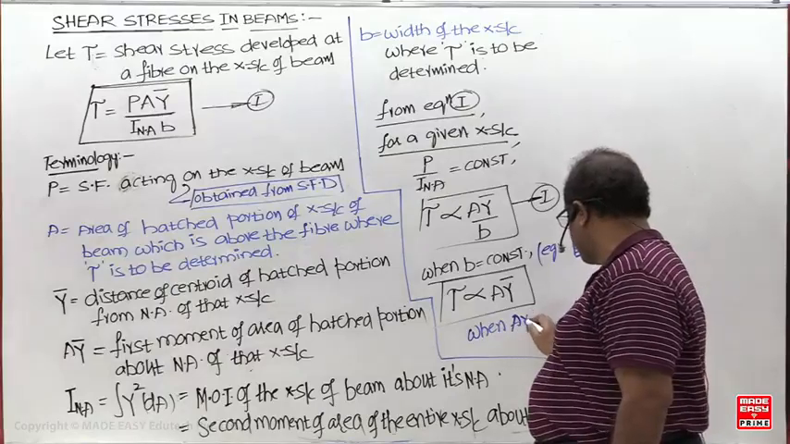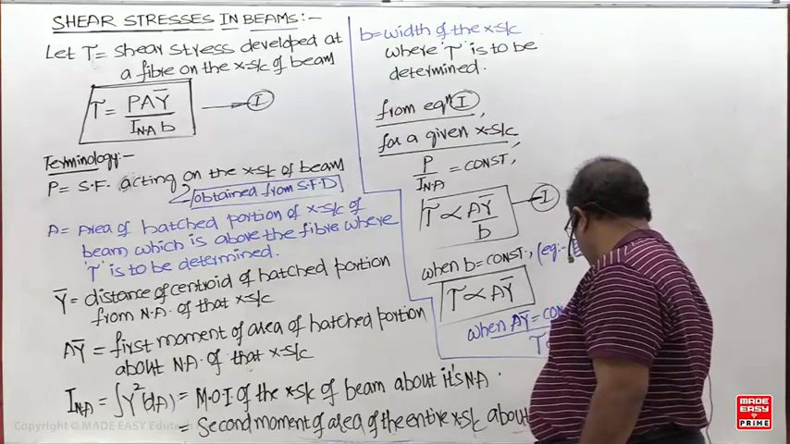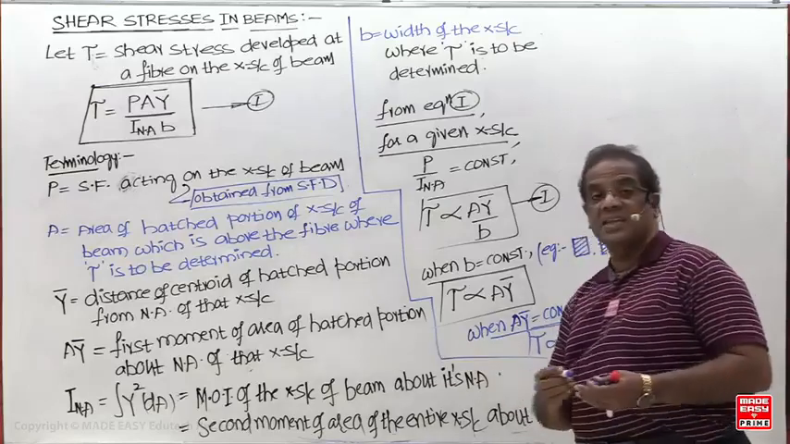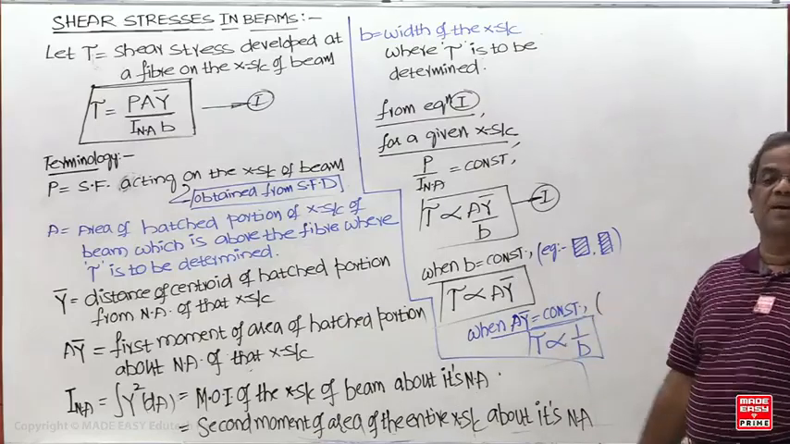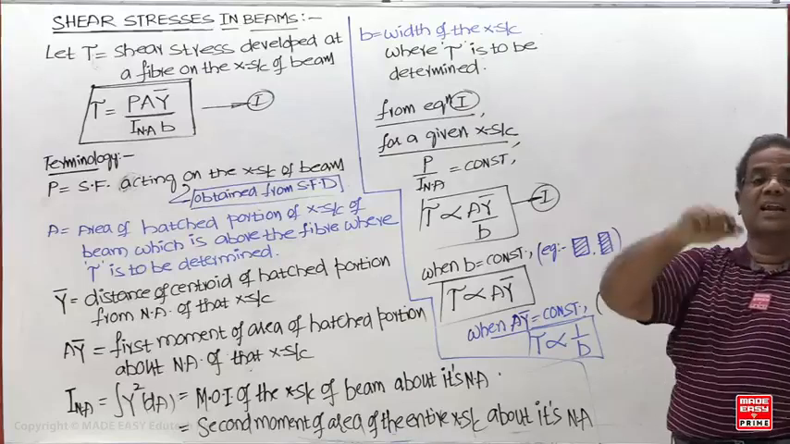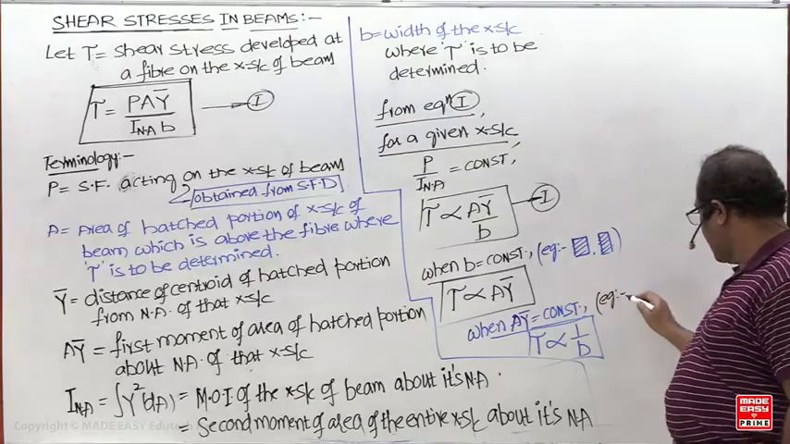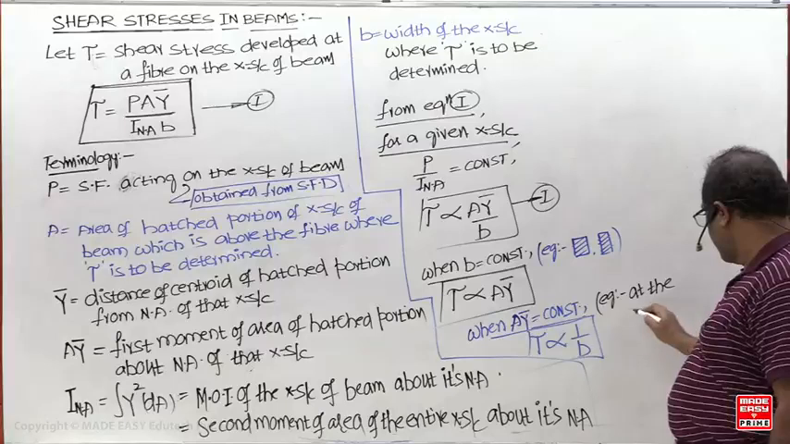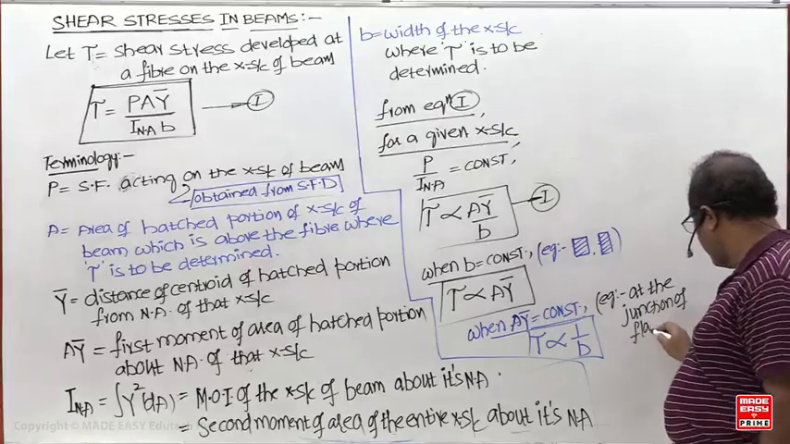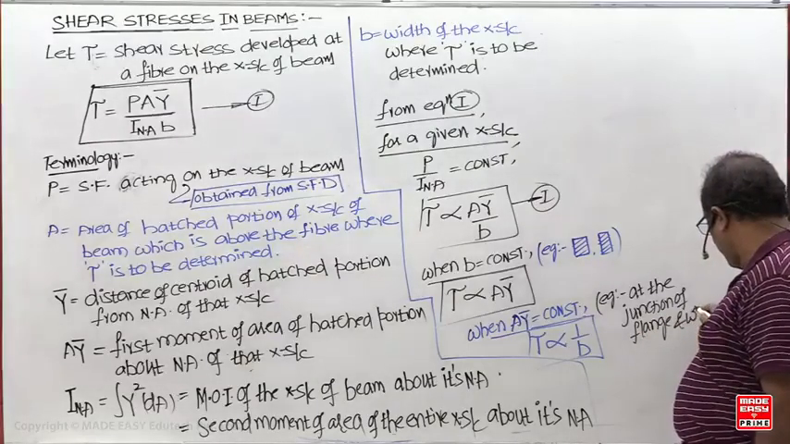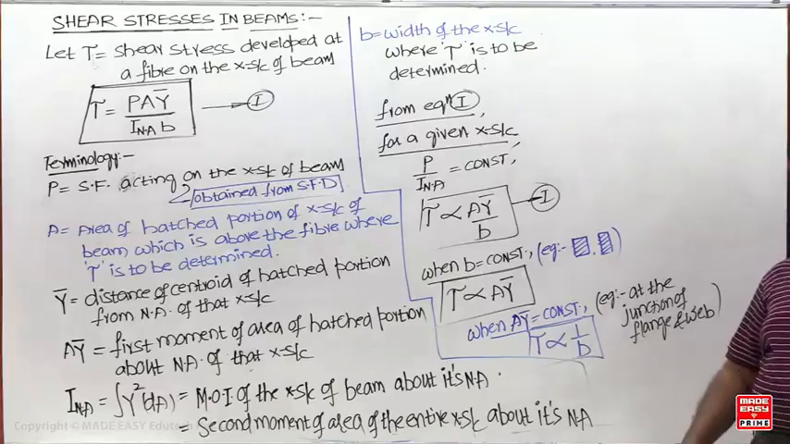When AY bar is constant, shear stress is inversely proportional to B. This is the case at the junction of flange and web. The horizontal rectangle is called the flange, and the vertical rectangle is the web. At the junction of flange and web, AY bar is constant, so shear stress is inversely proportional to B.